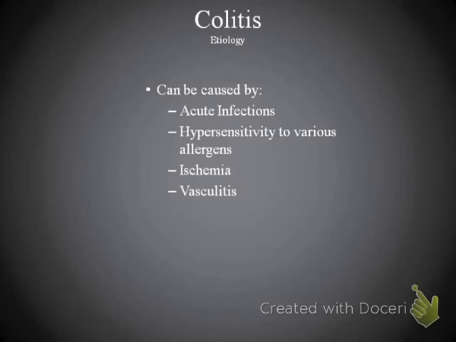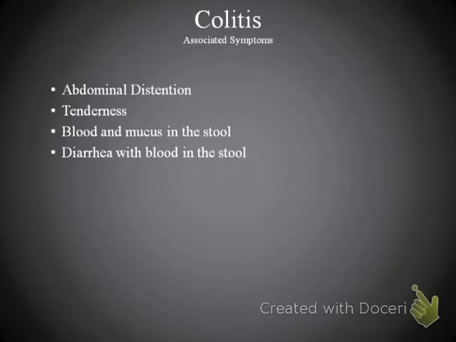So what causes colitis? It can be caused by acute infections, hypersensitivity to various allergens, ischemia, and vasculitis, as we saw in the previous. Patients who have colitis typically present with abdominal distension, diffuse tenderness, blood and mucus in the stool, and diarrhea with blood in the stool. Typically you're going to see some blood in the stool, and this is really indicative of colitis, mixed with mucus due to the inflammatory processes that might be occurring.